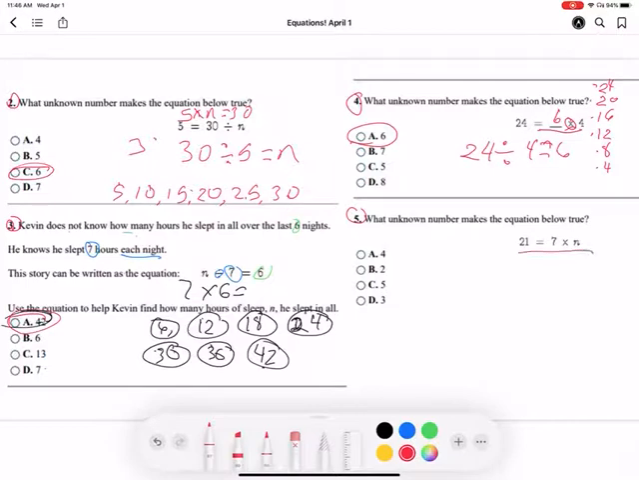Okay, one more. n divided by 7 equals... sorry, 21 equals 7 times n. Now, I can turn this, as you just heard me say, into division. 21 divided by 7 equals n. Well, I simply count down by subtraction, because division is repeated subtraction. 21 minus 7 is 14. Minus 7 is 7. And if I do it again, it'd be 0. And there we go, I've got my answer. I got 1, 2, 3. So the answer was 3.